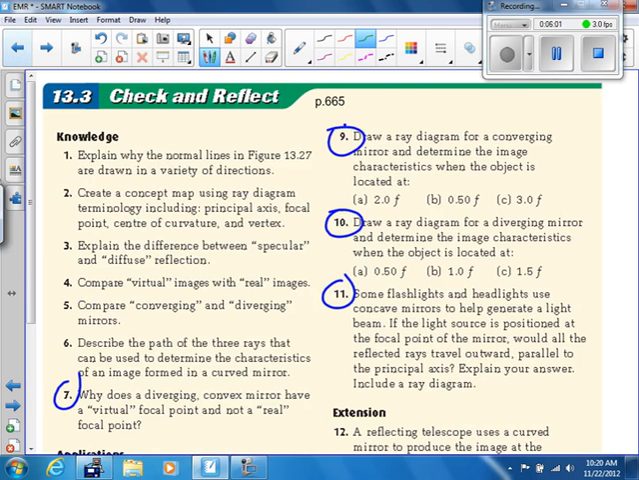The last question that we had to go over here was number 11. It said some flashlights and headlights. This is a good question, actually. Some flashlights and headlights use concave mirrors to help generate a light beam. If the light source is positioned at the focal point of the mirror, would all of the reflected rays travel outward parallel to the principal axis? Explain your answer and include a ray diagram.